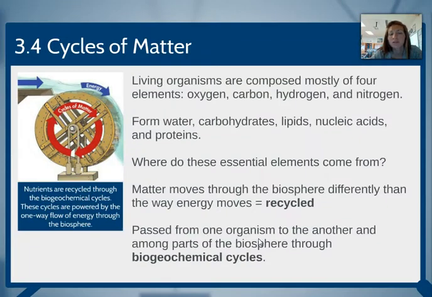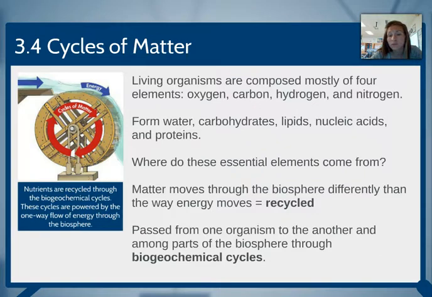Now, the last thing we're just going to briefly cover, because we're going to talk more about it in class and you guys are somewhat familiar with it, are the cycles of matter covered in section 4 of chapter 3. We've learned that living organisms are composed mostly of 4 elements: oxygen, carbon, hydrogen, and nitrogen. They usually form water, carbohydrates, lipids, nucleic acids, and proteins, things that are very important to us as living things. But where do all of those items come from? Basically, they come from matter being recycled through the biosphere.